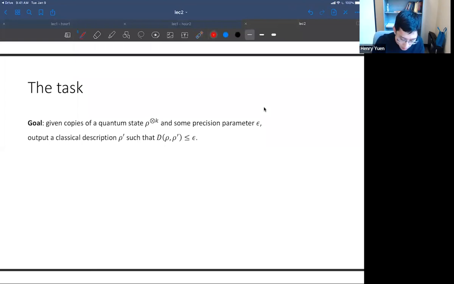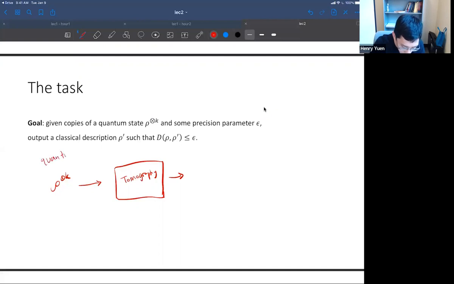So someone gives you this complicated quantum state. You want to perform some operation on this quantum object. This operation is called tomography. And you want to output a classical state. And essentially, you just want to output a matrix. That's essentially the density matrix.